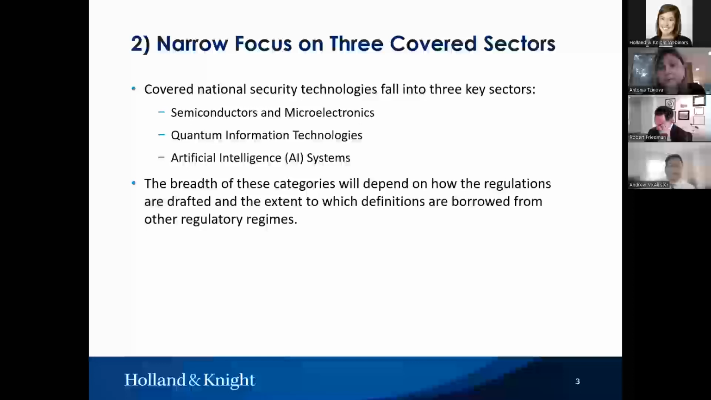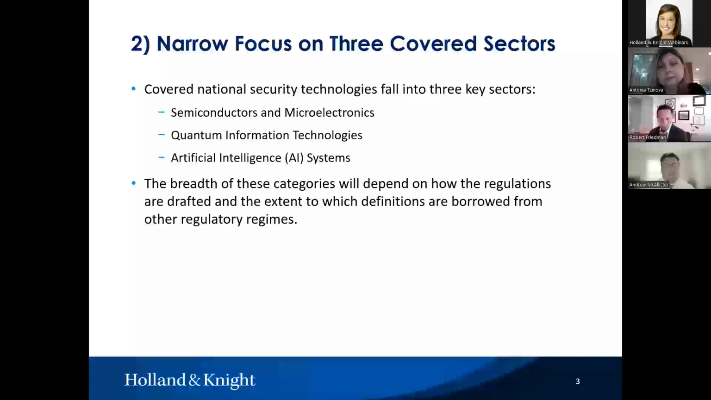Thanks, Robbie. Appreciate it. So the second point we're going to hit on is the covered sectors. And I think at the outset, it's important to note, although the executive order is focused on the three sectors on the slide, there are certainly instances where we could see an expansion in the future to other sectors.